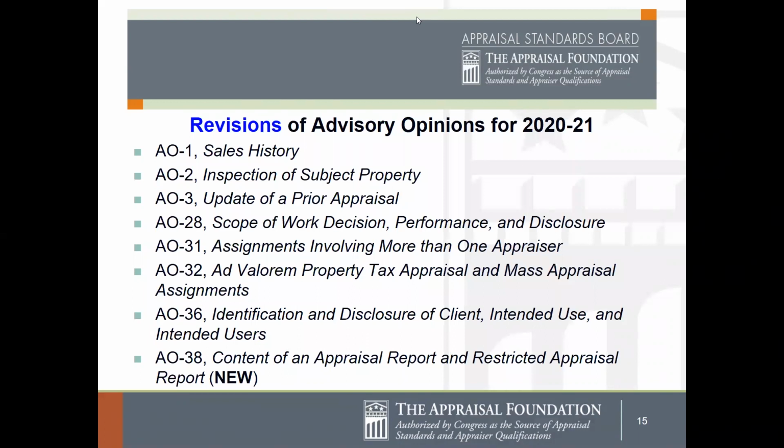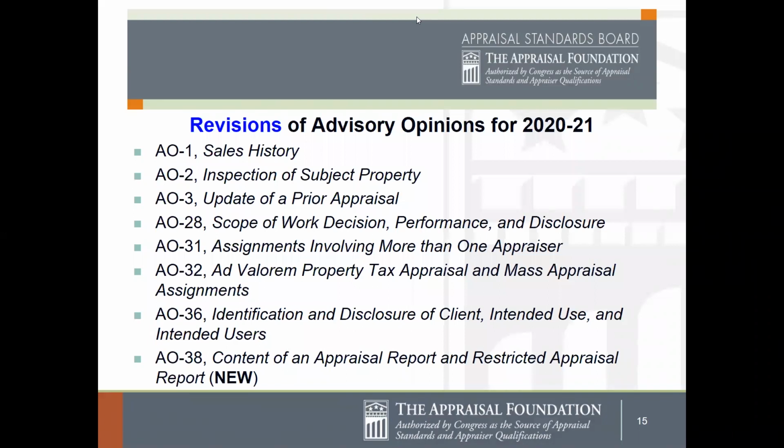Sure. In AO 28, which is a scope of work, decision, performance, and disclosure advisory opinion, the board actually adopted a replacement for illustration 2 regarding a personal property scope of work problem. And we also added a new illustration regarding a real property scope of work problem. And I certainly invite our listeners to read through those illustrations.